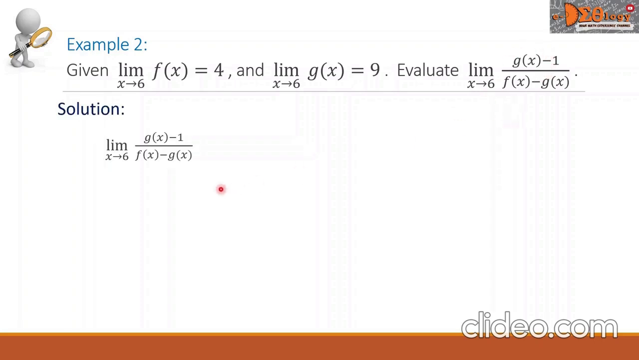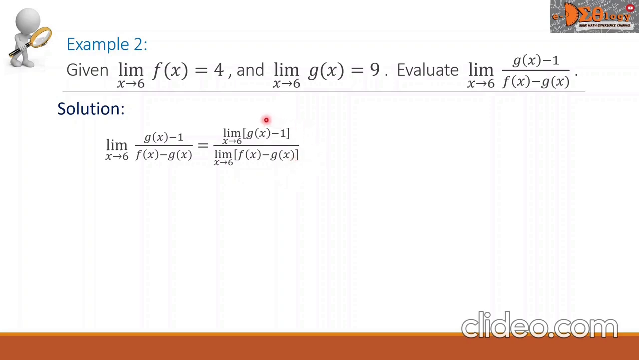Let us copy the problem down here. Now, let us show that we're going to take the limit of the numerator and denominator respectively. So we write like this. The limit of the function g of x minus 1 as x approaches 6 all over the limit of the function f of x minus g of x as x approaches 6.